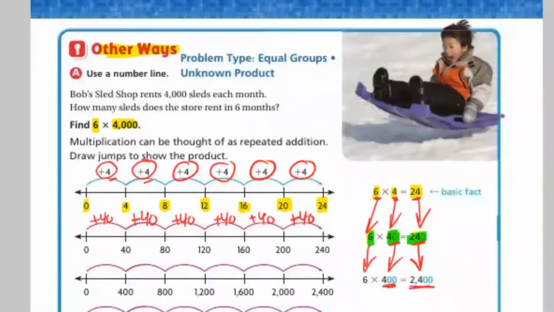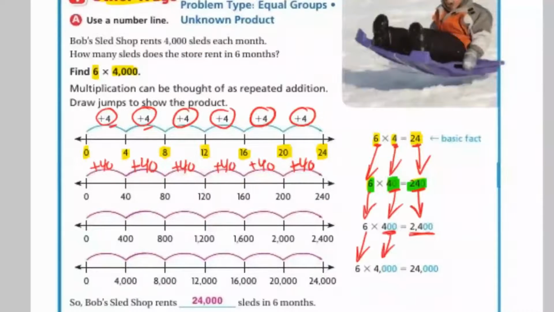It becomes 2400. And the same thing here, we add a 0. It will be 4000, and add a 0 here, it will be 24,000.